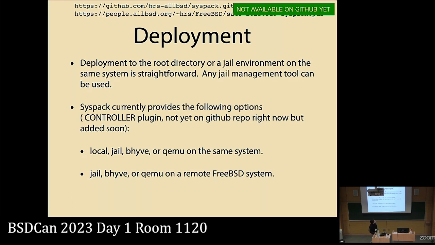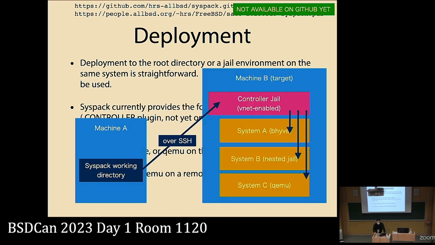And the deployment part, I did not put this part into GitHub yet because I need to check which part can be used without fiddling the copyright issue. So I will upload this part shortly, but the deployment is basically copying from the build result to the destination. And it is covered by the controller plugin and it supports local deployment and jail environment deployment and some Beehive or QEMU virtual machine deployment on the same system or the remote FreeBSD system.